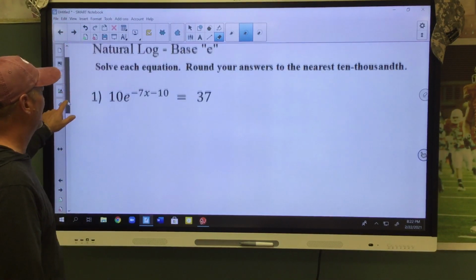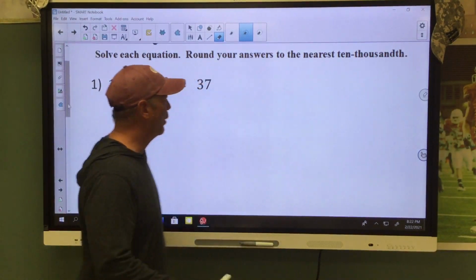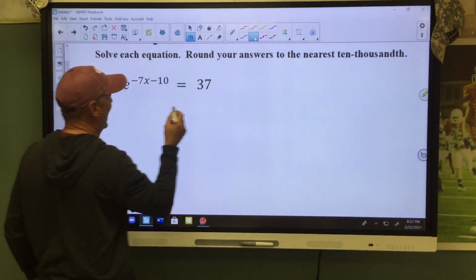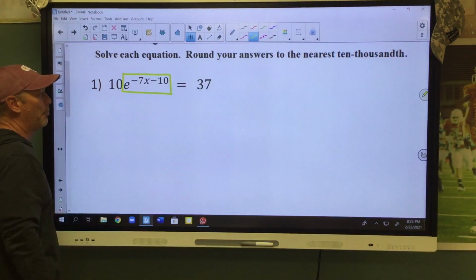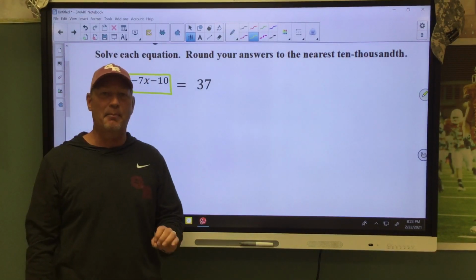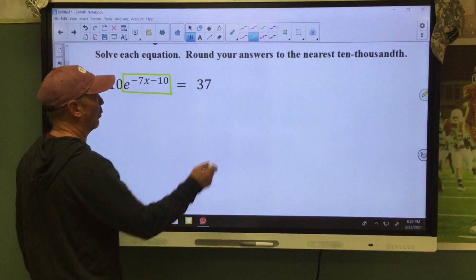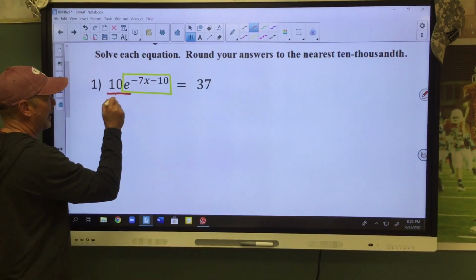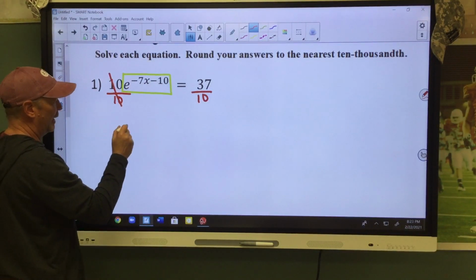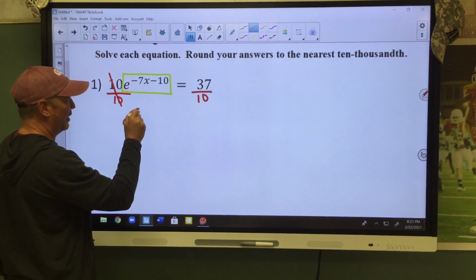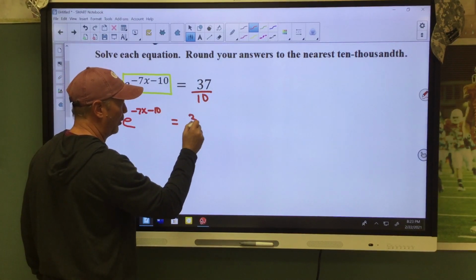All right, let's go to our first example. Okay, let's go to our worksheet. So they're going to ask you to round to the nearest 10,000, 4 decimal places. But what I want you to do is when we solve these problems, I need you to get the e portion by itself. I need to move stuff and get that by itself before we take the natural log to make it disappear. Okay? So what we're going to do is divide by 10. This will cancel. I get e to the negative 7x minus 10 equals, when I divide, that gives me 3.7.